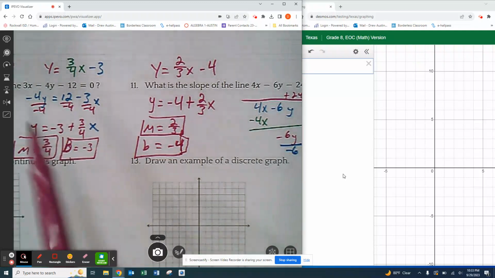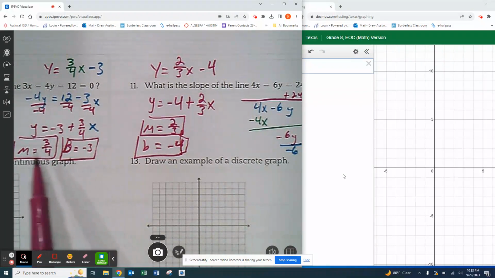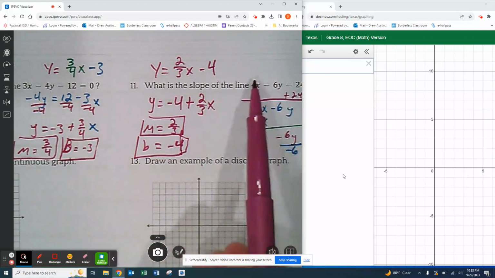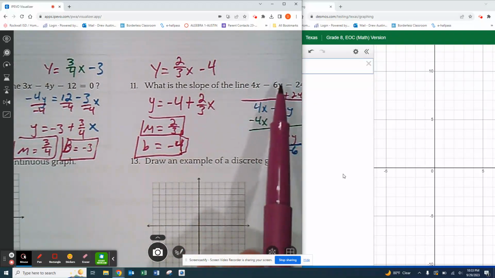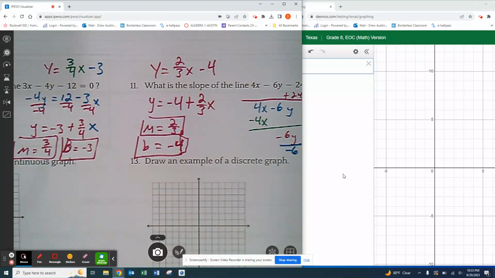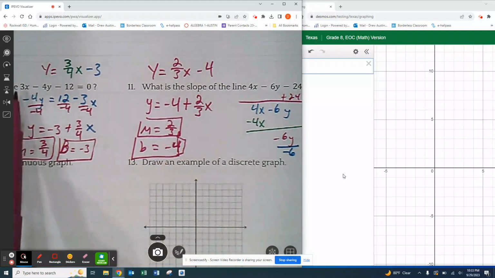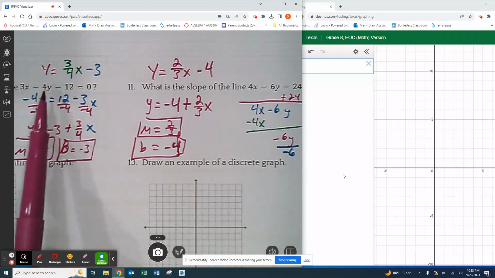And if you also notice, one of these was positive, one of these was negative. This ended up being positive. Same thing here. This one's positive, this one's negative. My answer ended up being positive. So you can use this to your advantage to quickly identify slope. It should be your x value over your y value.